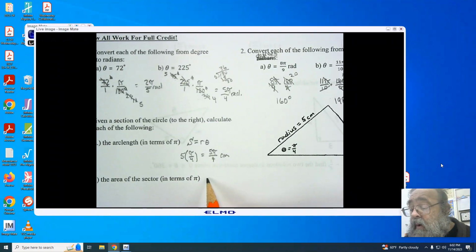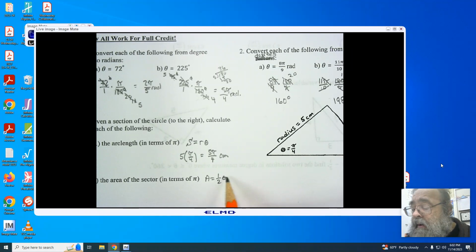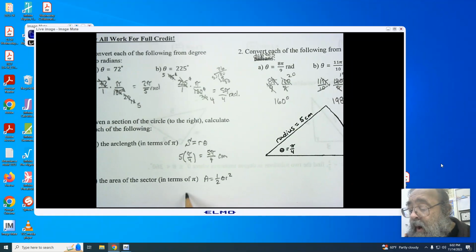For the second one, we're looking for the area formula. This is 1/2 theta r squared. So we're going to take 1/2. We're going to multiply by our theta, which is pi over 4. And then we're going to multiply by 5 squared. This will give me 25 pi over 8, and it's centimeters squared for area.